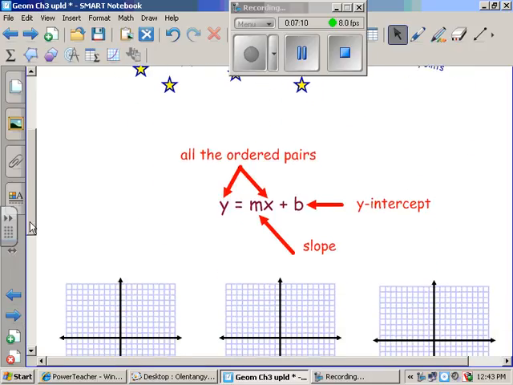Okay, so B is the y-intercept. It's where it crosses the y-axis. M is the slope. The x and the y are always going to be there to hold the place for all the ordered pairs. Because remember, a line is just a conglomeration of ordered pairs. So the x and the y stand for all those ordered pairs.